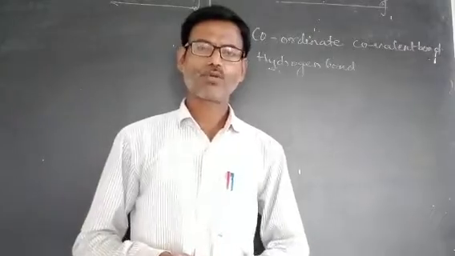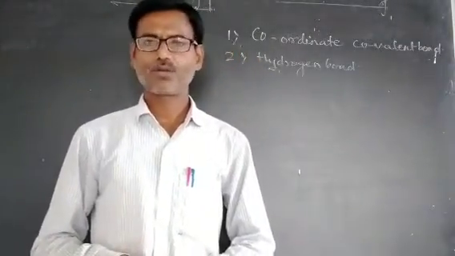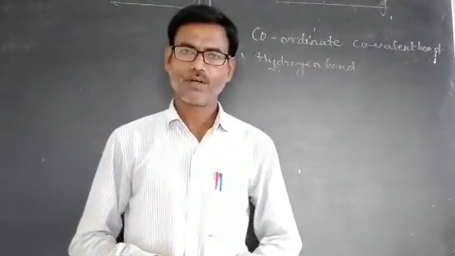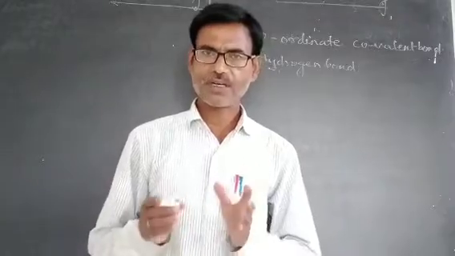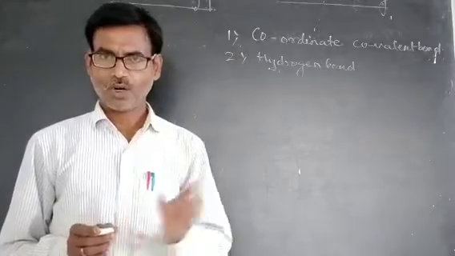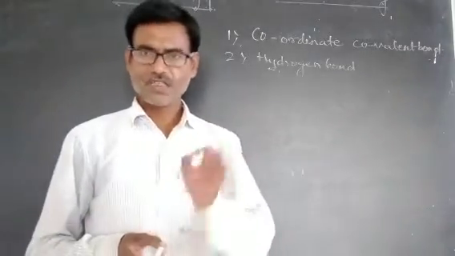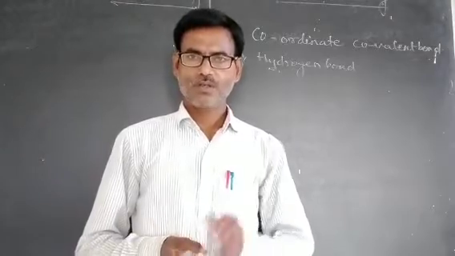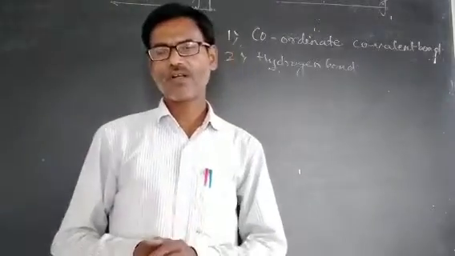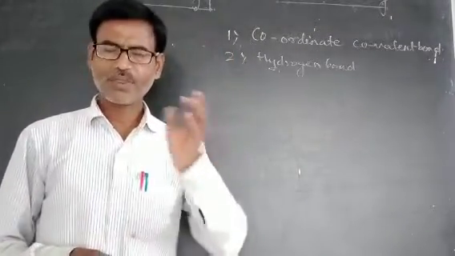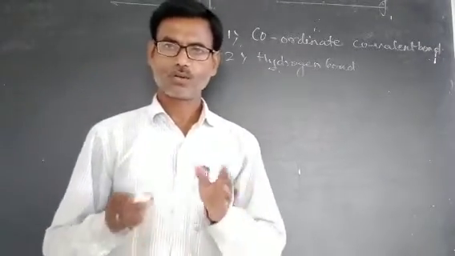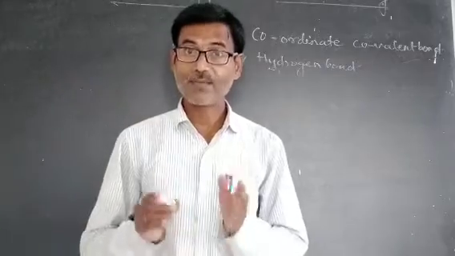Today I will explain coordinate covalent bond and hydrogen bond. These are special types of chemical bond. A coordinate covalent bond is a special type of covalent bond in which only one of the two participating atoms contributes the shared pair of electrons. The covalent bond in which one of the atoms shares both the electrons is called a coordinate covalent bond or dative bond.